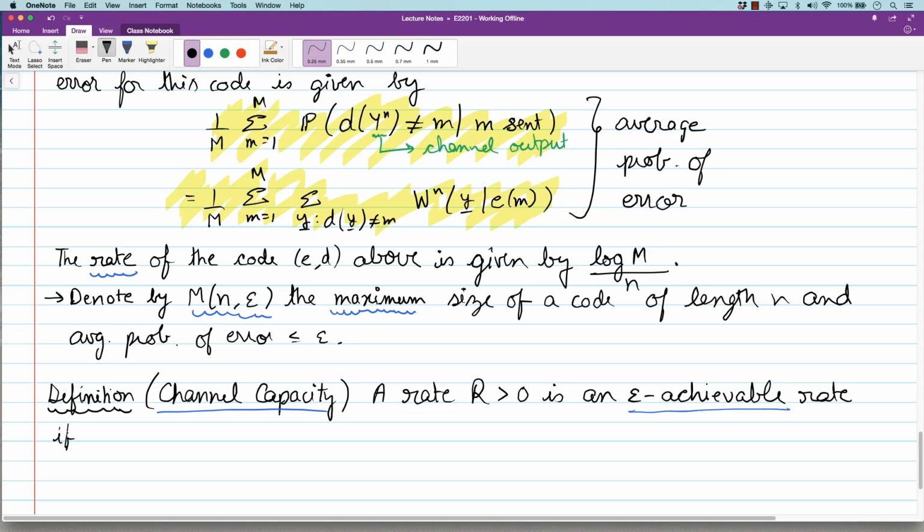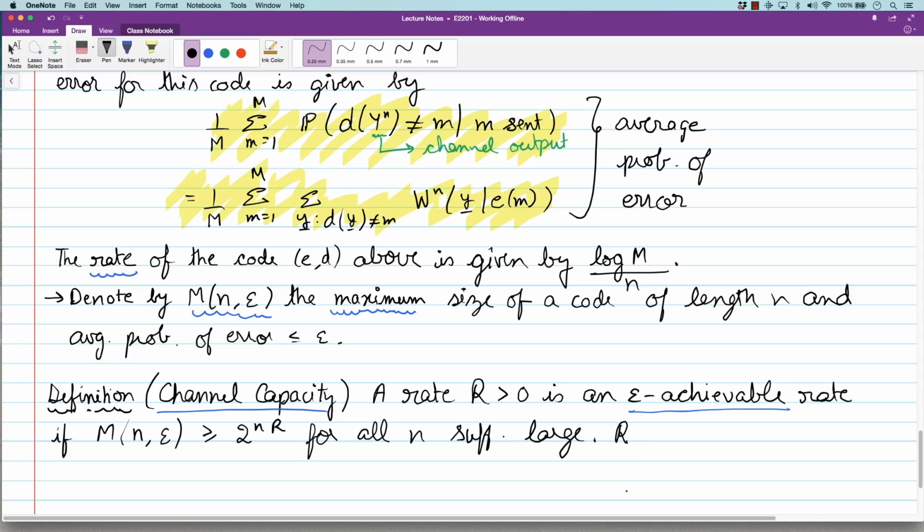If you can find, or if there exists, we already have this notation, if the maximum number of messages that you can send with n channel uses with probability of error less than epsilon exceeds 2 to the power nr. That is, you can send more than nr bits of messages, and you only need to do this for all n sufficiently large. So this is sort of an asymptotic quantity.